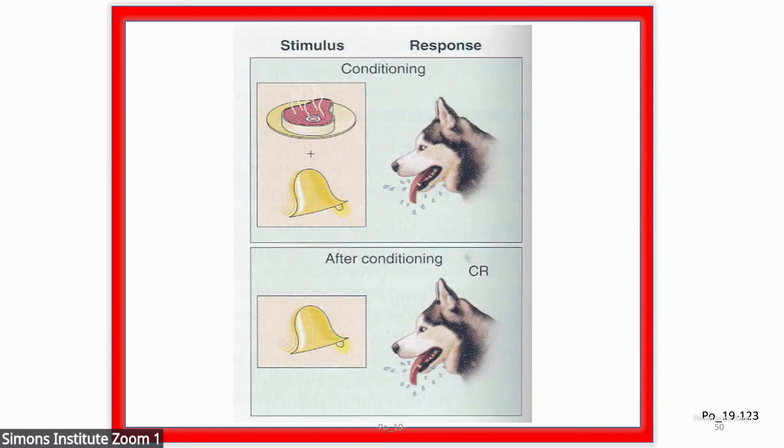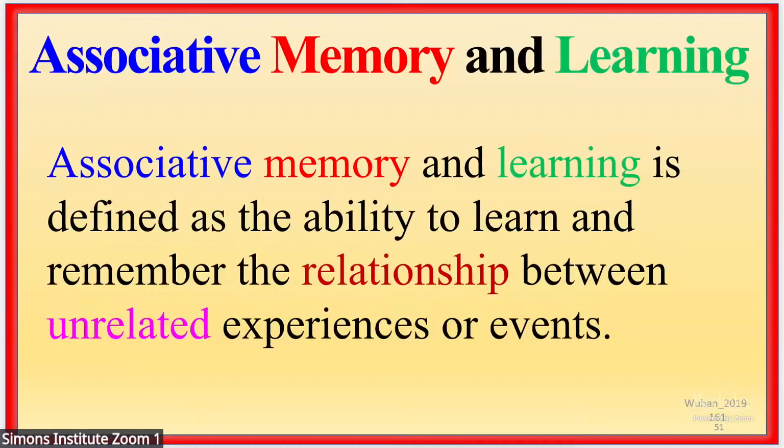Then Pavlov did the following impressive experiment. He showed the dog the bell and the meat at the same time, and of course the dog salivates. And then finally, when Pavlov showed only the bell, the dog salivates. So the dog has learned. That was the first experiment that demonstrates associative memory and learning.